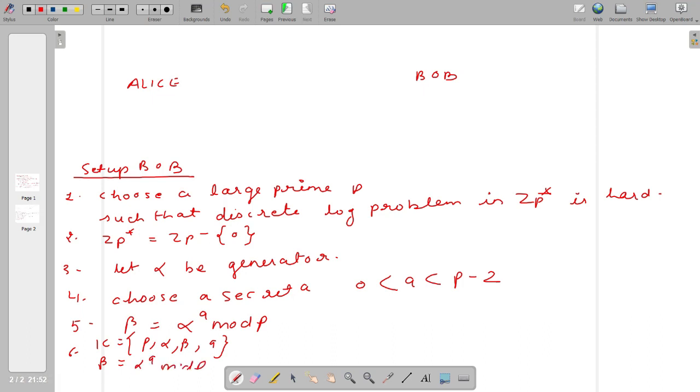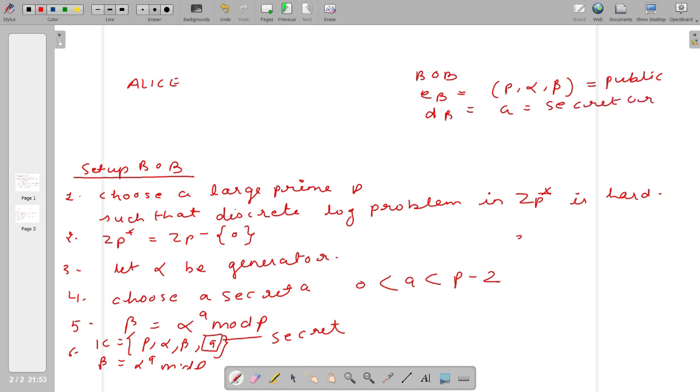So if we check this key space, this a is going to be the secret key. The rest, p, alpha and beta, are the public key of Bob. So EB is the public key of Bob, which is equal to p, alpha, beta. And DB is the secret key or private key of Bob, and this DB is equal to a. So this is how Bob generates its private and public key.